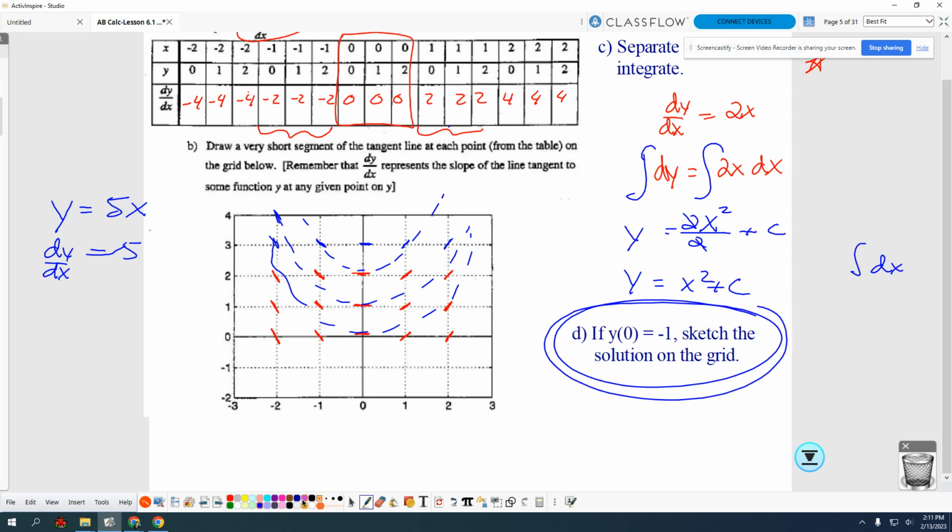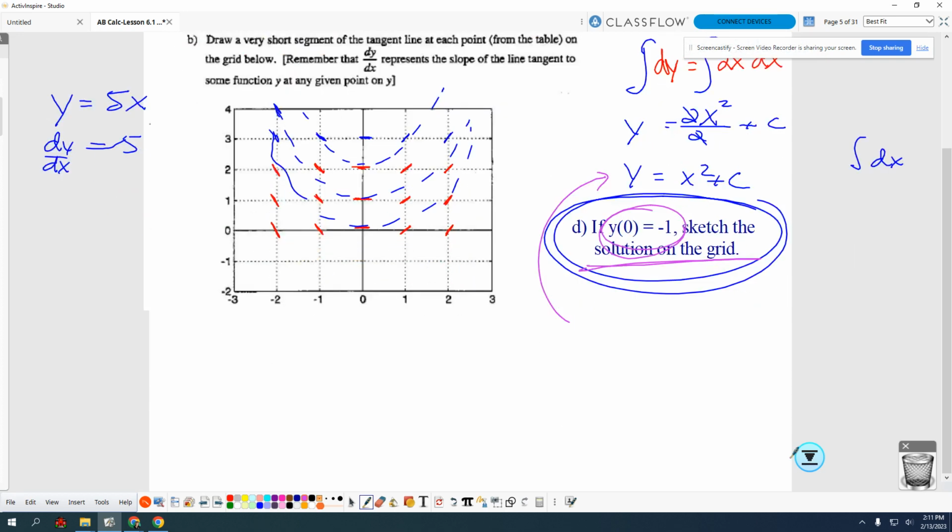Francis, this last piece here said, sketch the one solution. I want to actually get the equation. What equation makes y of 0 negative 1? What do I have to do to figure that out? I have all of the answers, the general solution, every equation that has a slope of 2x is this. I don't want every answer. I want the one answer that goes through the coordinate 0, negative 1.